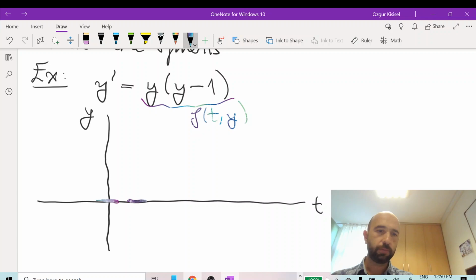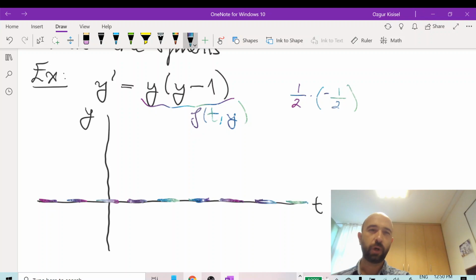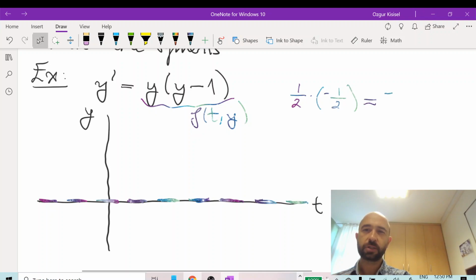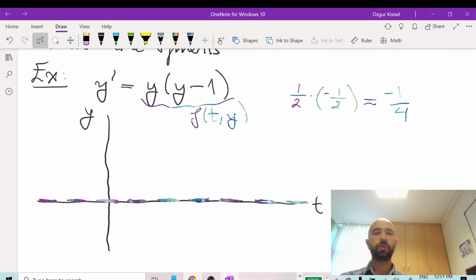Well, the same goes for any point with y value 0. So along this axis, I'll have horizontal line segments. Let's put some other value like 1 over 2. Now, if I take y equals 1 over 2, I'll get 1 over 2 times minus 1 over 2, which is minus 1 over 4, right? So let's say this is 1 over 2 here. At 1 over 2, I should put a line segment of slope minus 1 over 4.